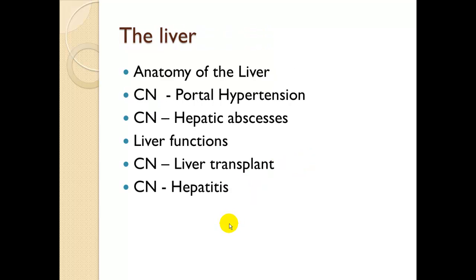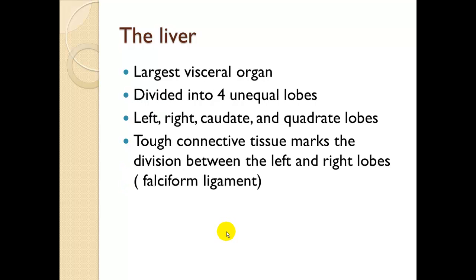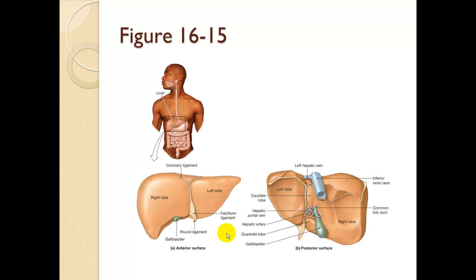The liver. Anatomy of the liver. We're going to do a clinical note over portal hypertension, hepatic abscesses, liver functions, liver transplant, and then hepatitis. The liver is the largest visceral organ, divided into 4 unequal lobes: left, right, caudate, and quadrate lobes. Tough connective tissue marks the division between the left and right lobes, which is the falciform ligament, my apologies, and that would be this right here.